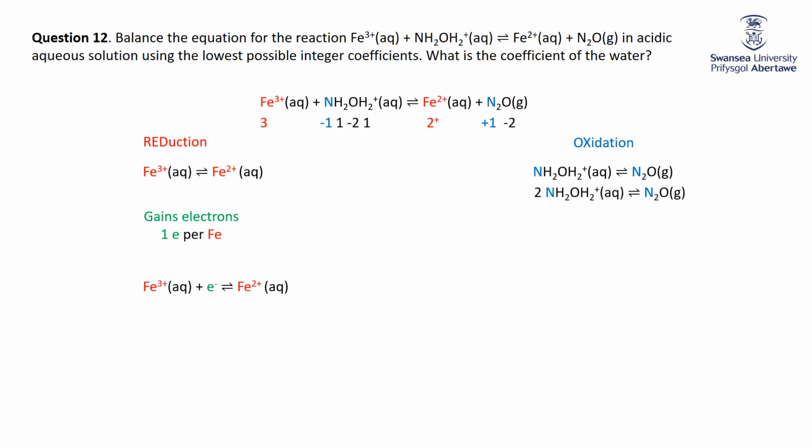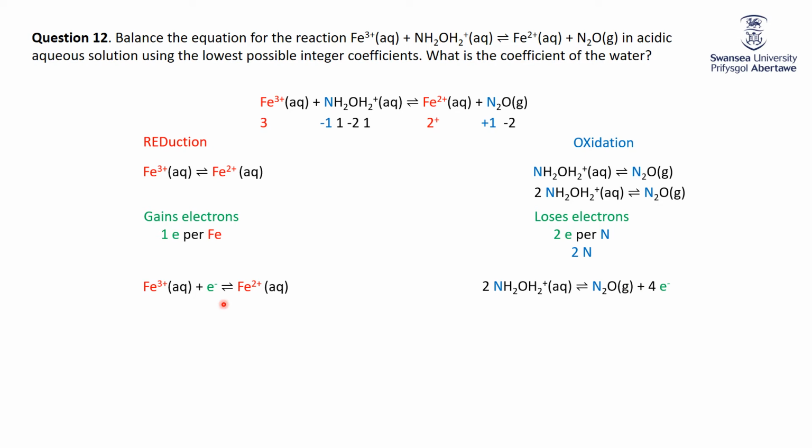Oxidation, of course, losing electrons, going from -1 to +1. Got to make sure we balance the important atoms. We have 2 nitrogens over here on the right, so we've got to have 2 on the left, so 2 of the NH3OH+. Each nitrogen is going to lose 2 electrons, going from -1 to +1, but we have 2 nitrogens, so thus we need a total of 4 electrons being produced, 4 electrons coming from the oxidation.